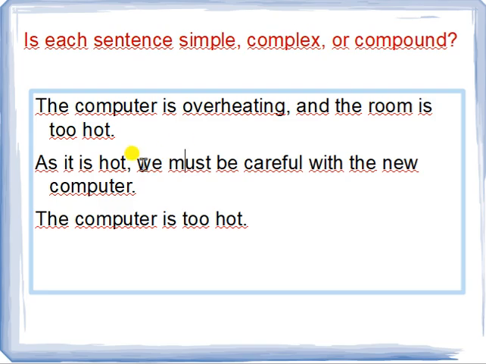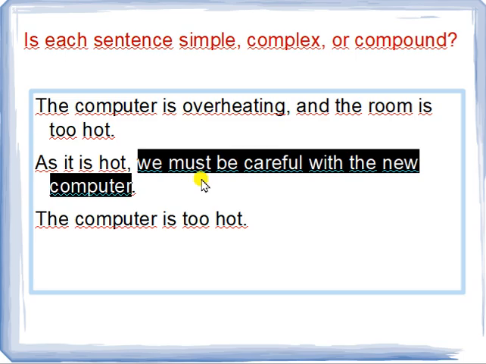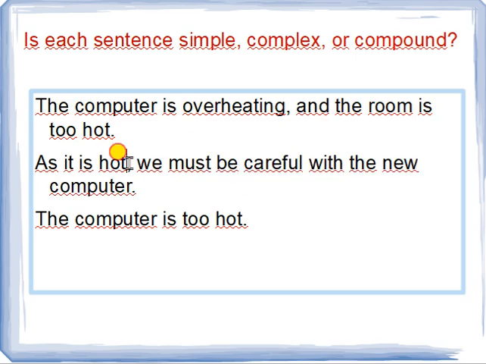Yes, it is. We've got this main clause, we must be careful with the new computer. And then our reason for that is our subordinate or less important clause that comes before. So this falls in the category of periodic sentence, gives our reason, and we have to wait for the end for the main clause. So we had a compound, complex, and simple.